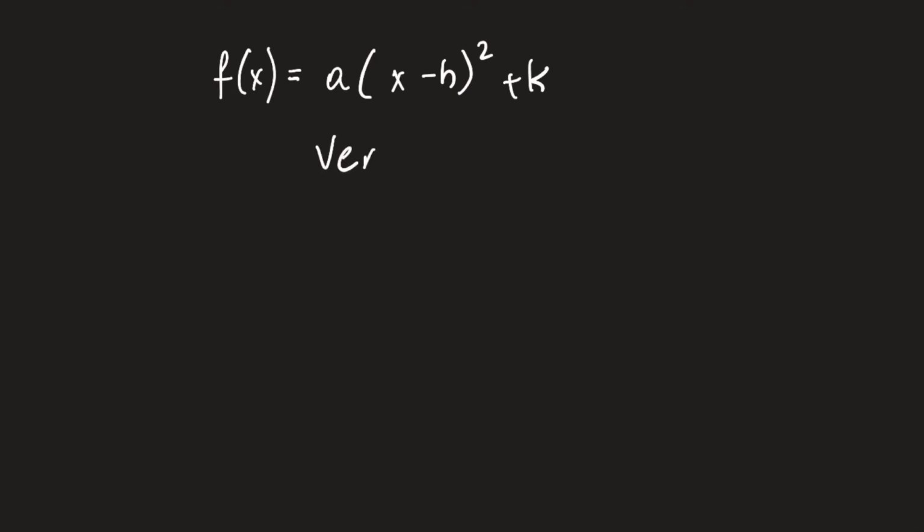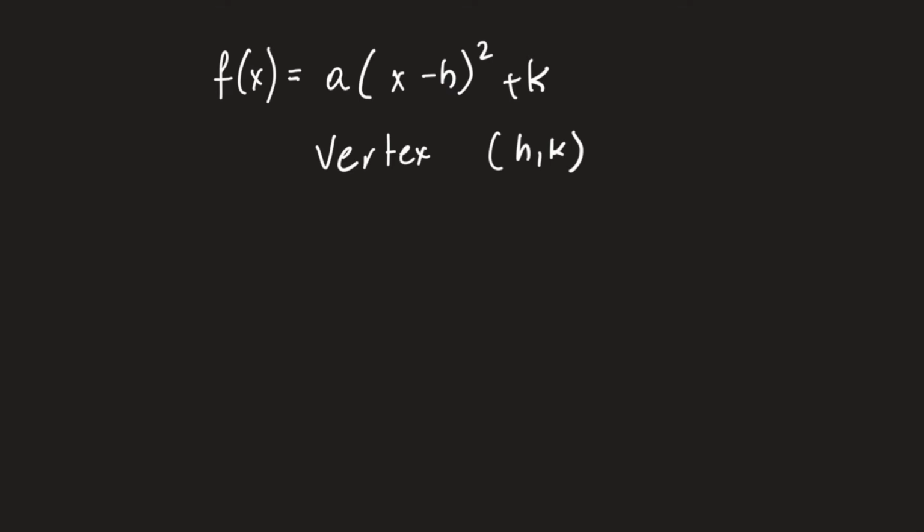The standard form of a quadratic function is some function f of x is equal to a(x minus h) squared plus k, where the vertex of the function is h comma k.